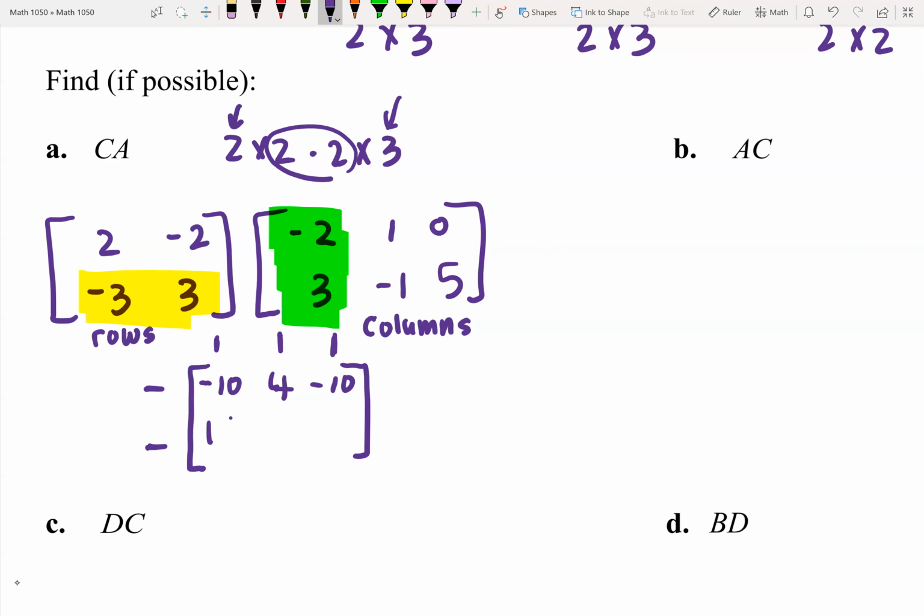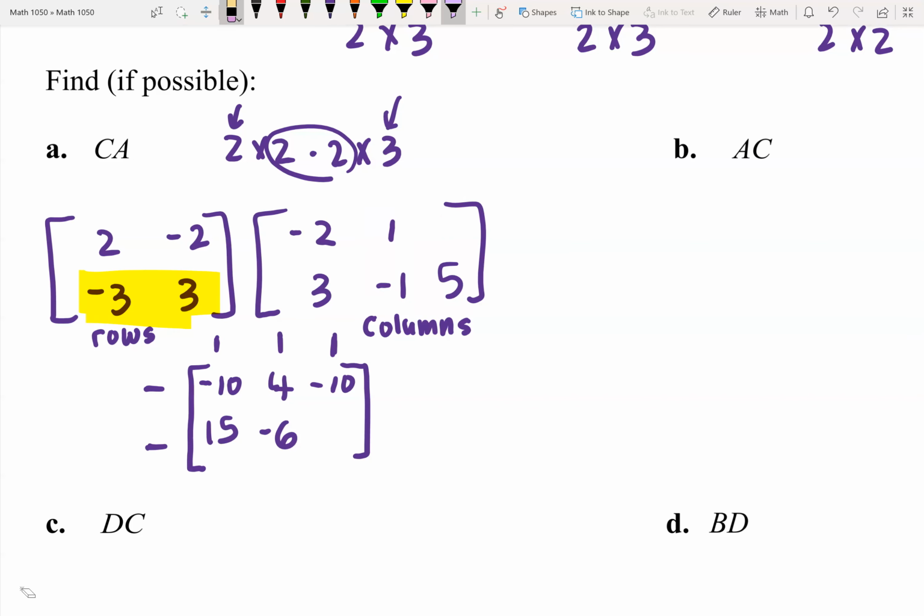And that goes in this location. Okay? Let's do the next one. So I'm going to go here. The 3 comes down. So negative 3 times 1 is negative 3. 3 times negative 1 is a negative 3. A negative 3 and a negative 3 is a negative 6.